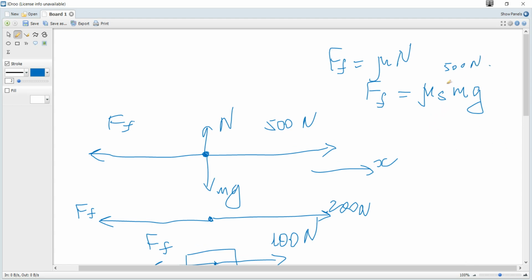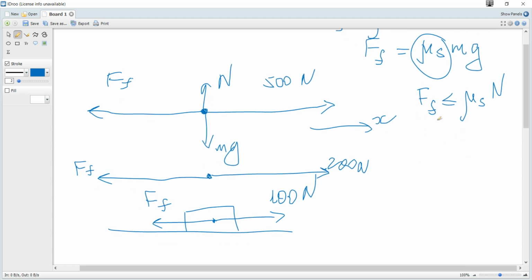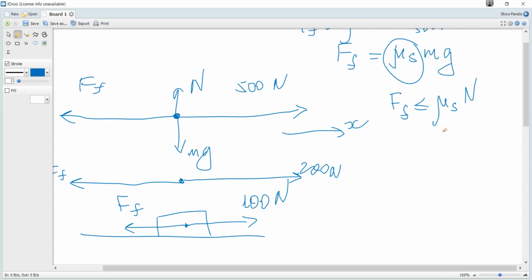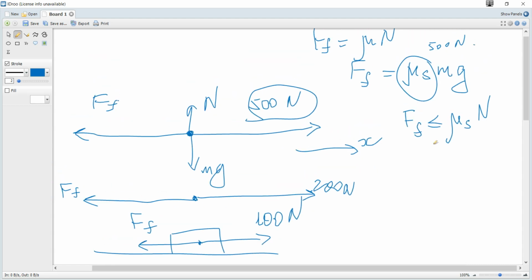And notice that the coefficient of static friction is calculated at the moment when it just starts to move. There is a formula which is given in the data booklet that the frictional force is less or equal than mu static multiplied by normal reaction. Now you understand why there is less or equal, because the static frictional force is less or equal than 500 newtons. It may be 100, 200 and up to 500 for this example.